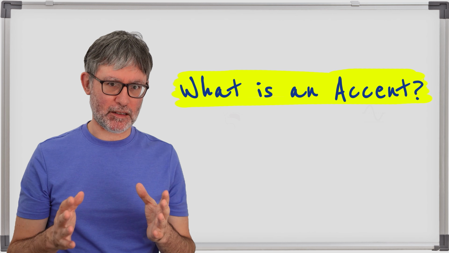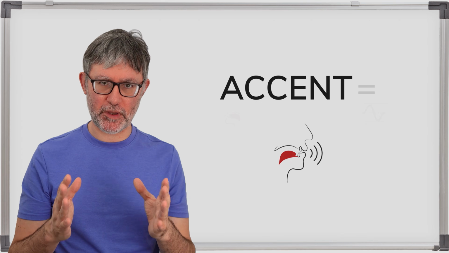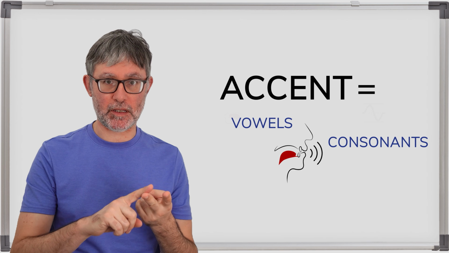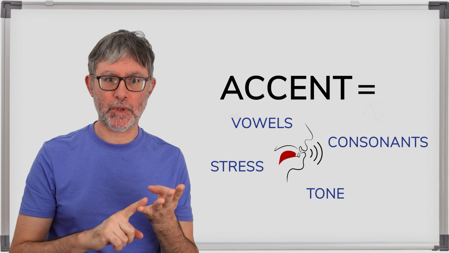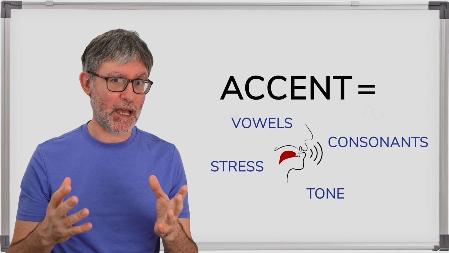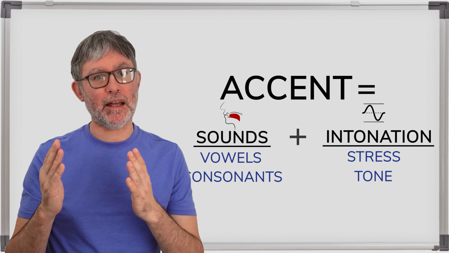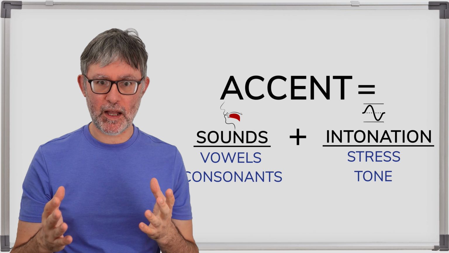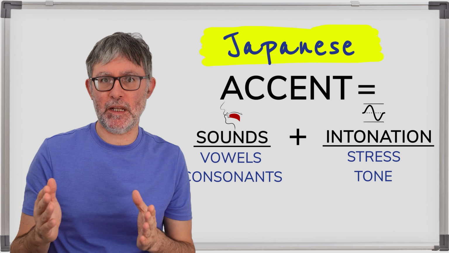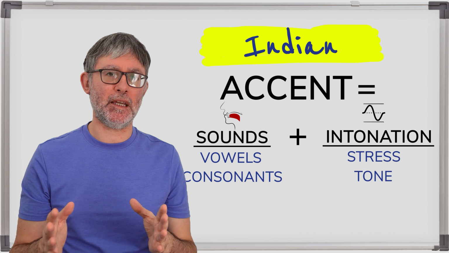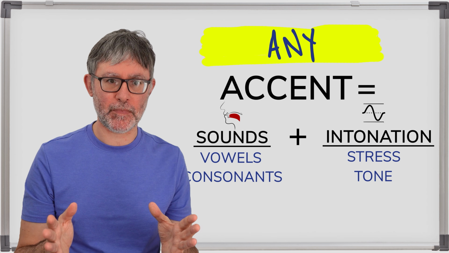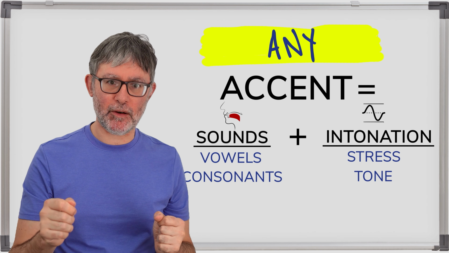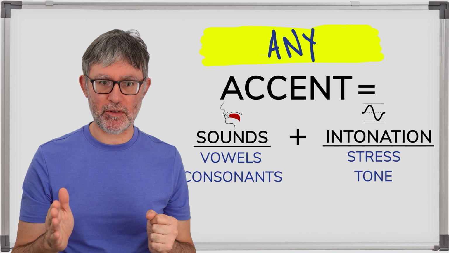When I change accent, I actually consciously change four things: vowels, consonants, stress, and tone, which can be further grouped into two categories: sounds and intonation. And this is true of non-native English accents as well. So Spanish, Polish, Japanese, all English accents are unique in these four ways. So if you want to change the way you sound, you need to study these areas.